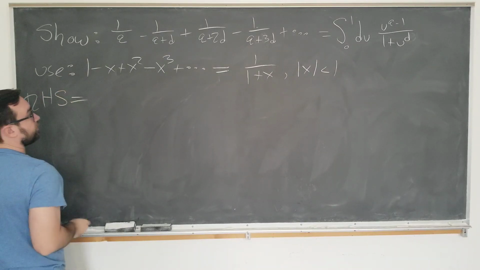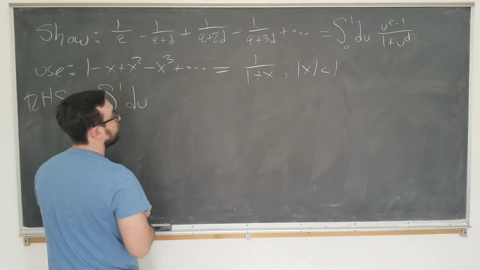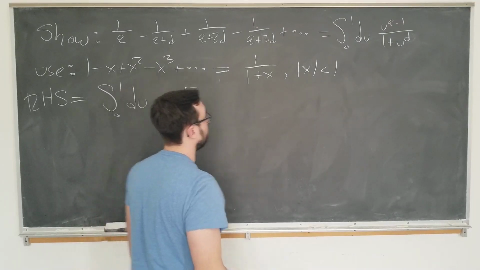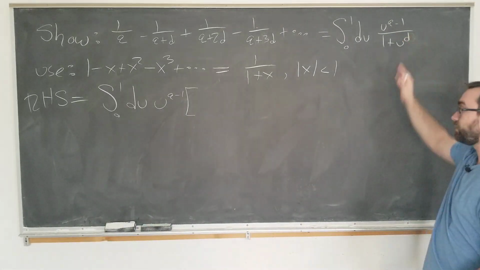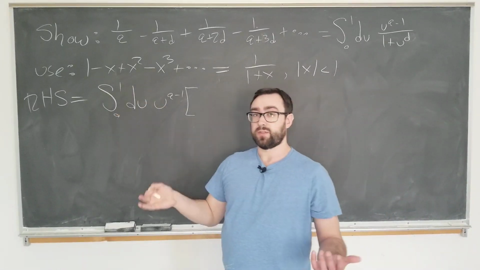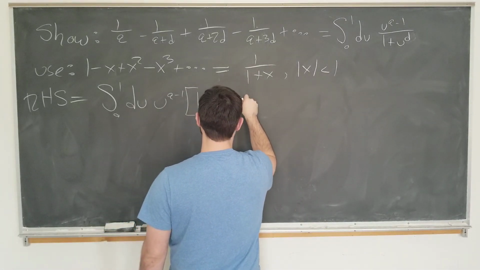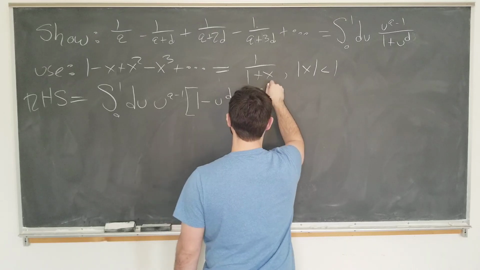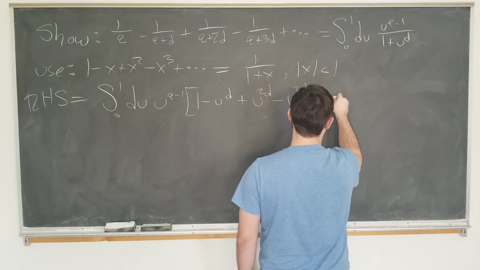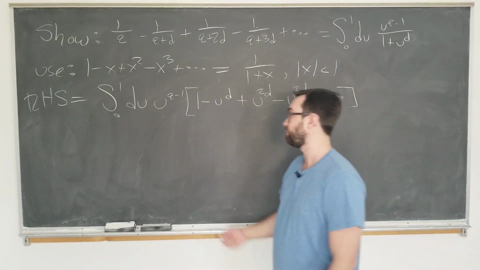The right-hand side of this expression is equal to the integral from 0 to 1 of du times u to the a minus 1. Here's where we use the series formula. We apply it to 1 over 1 plus u to the d power, which means that we just replace x by u to the d. Everything follows. So it becomes 1 minus u to the d plus u to the 2d minus u to the 3d plus higher order terms. Now we just have to multiply u to the a minus 1 through.